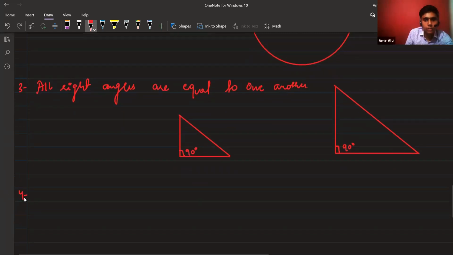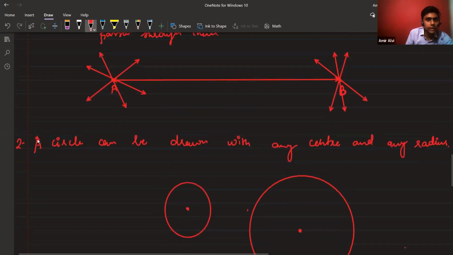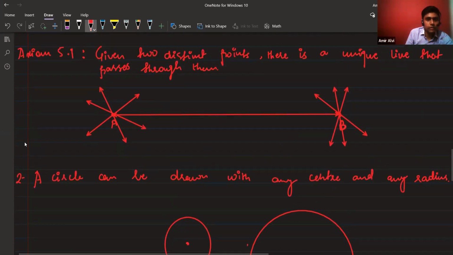Fourth postulate. Sorry, this is the fourth postulate. Yeah, I've missed one postulate. The second postulate is, just a second, it's a very easy thing. Let me write it down. It is 3 and it is 2.